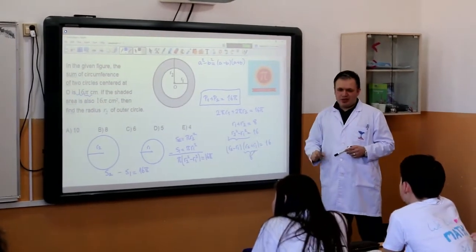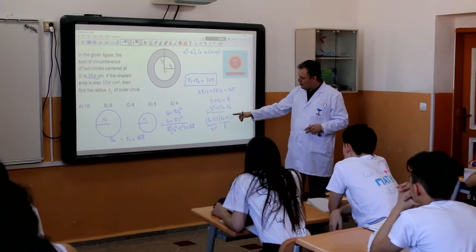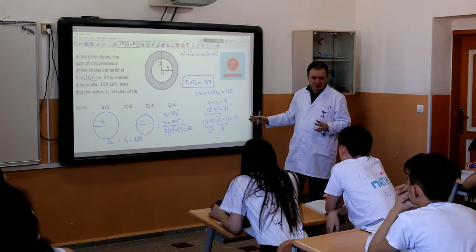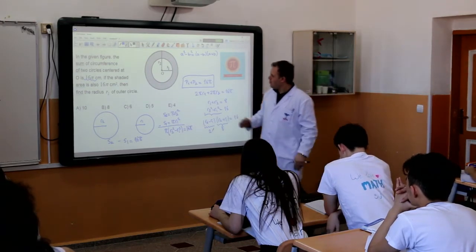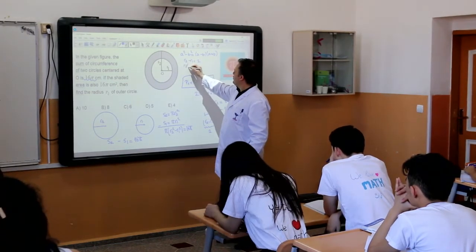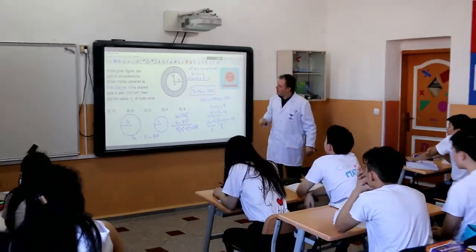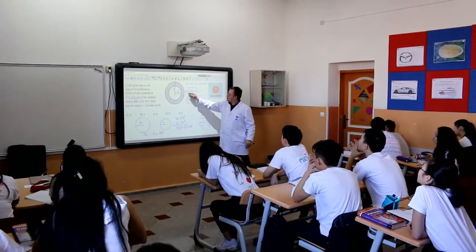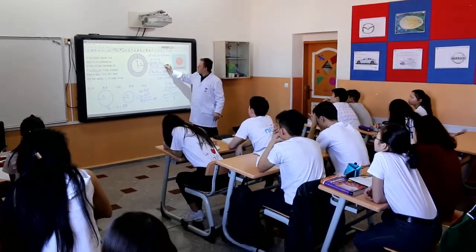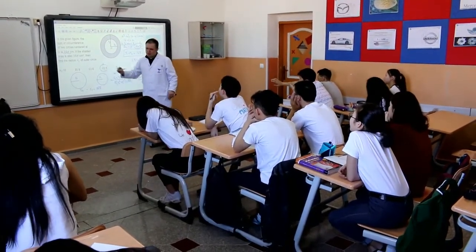So, 8 times which number is equal to 16? 2. So, I now have two values. Difference of radius is equal to 2. Sum of radius is equal to 8. So, what can I do? If I add these up, what do I get? 2 R2, negative R1 and positive R1 cancel, is equal to 10. So, what is radius 2? It's 5. So, the answer is 5.